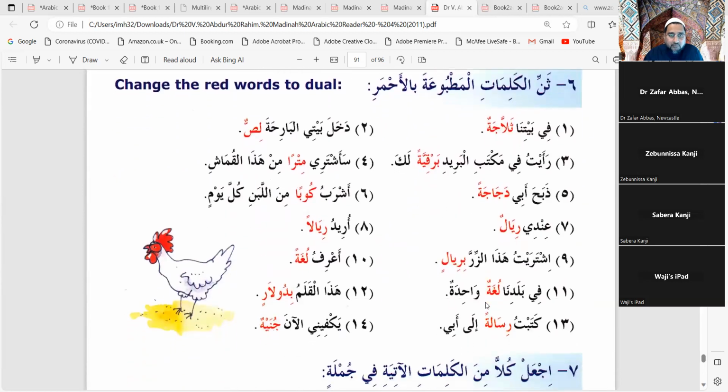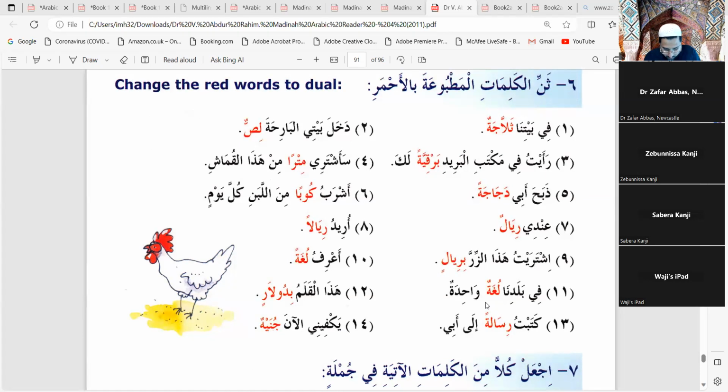Right. Okay, Sister Munira, as you're on the mic, might as well do exercise 6. Change the red words into dual. Okay. Fi Baitina Thalajatun. There is a fridge in our house. Fi Baitina Thalajatani.